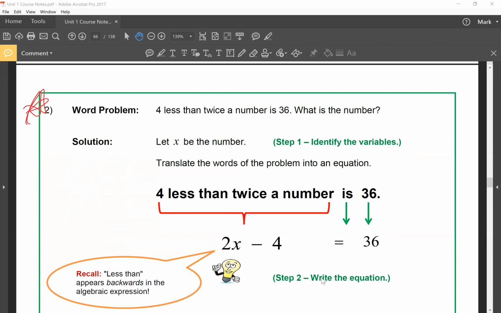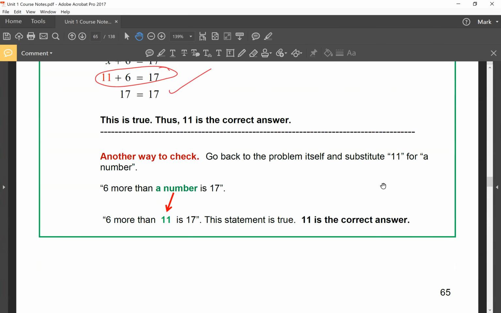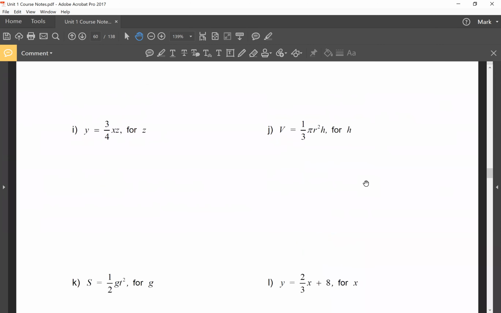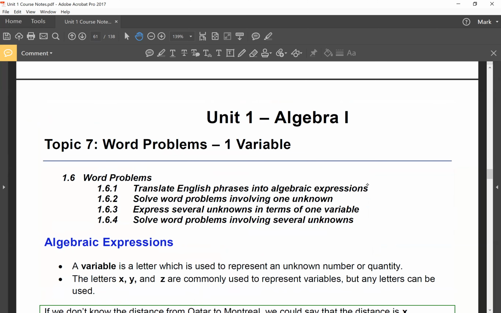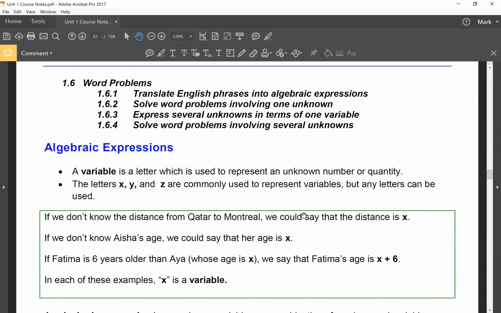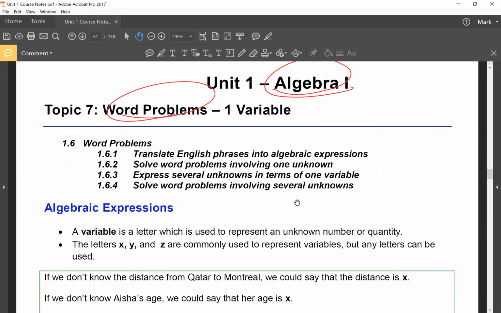What's the title of this subject? This topic or the first chapter? No, this. This is called word problems. So if I go up, the title for this is word problems. So the unit is algebra. The topic is word problems. I don't understand your question. Unit 1 is algebra. We're doing word problems right now. Okay, thank you. Yeah, no problem.